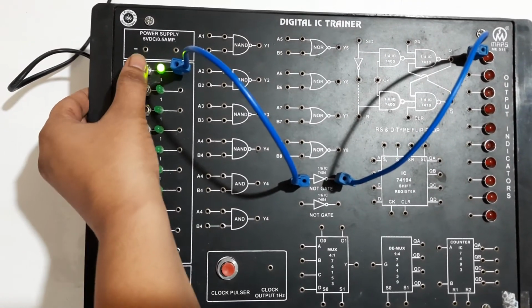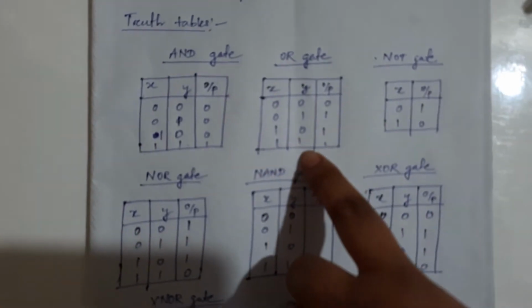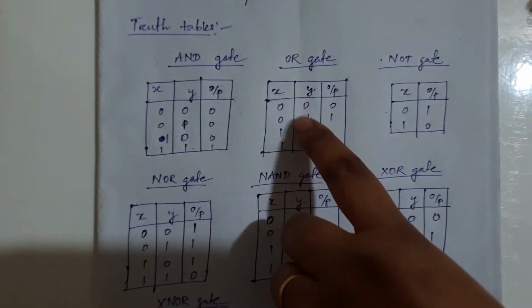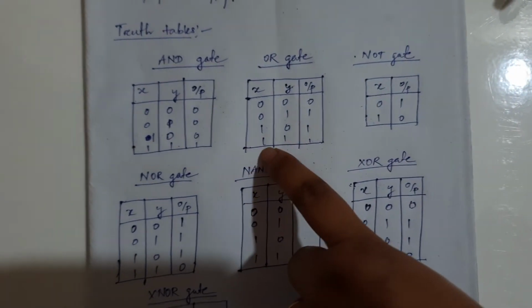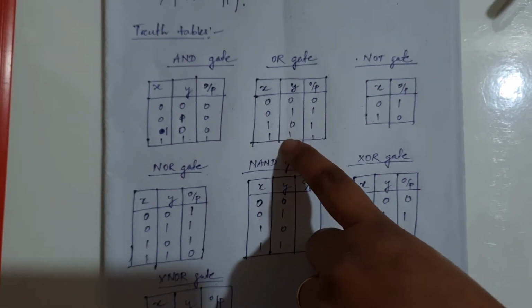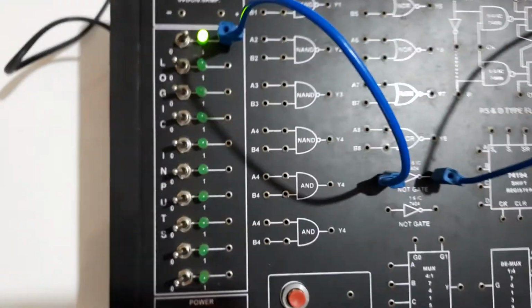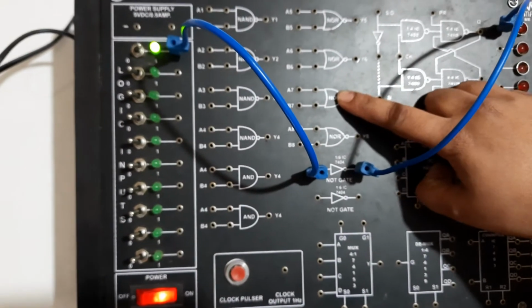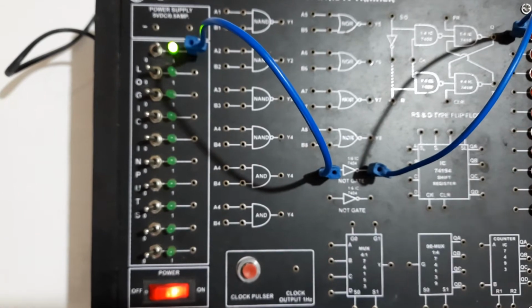Now we will see another gate, that is the OR gate. This is the truth table for the OR gate. When we do the experiment for a 2-input OR gate, whenever at least one of the 2 inputs is 1, we will get output as 1. Now in this IC trainer kit, we do not have an OR gate. That's why we will first use the NOR gate, and then connect the output of that NOR gate through a NOT gate to get the OR gate output.